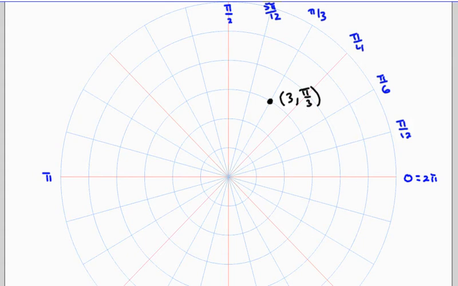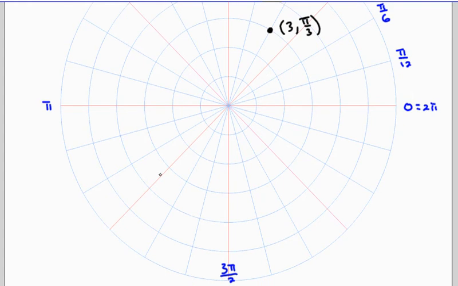All right, let's say I had something way out here. Then this point right here is out 1, 2, 3, 4, 5. So it has an R of 5. And then its angle is going to be, let's see, pi over 4, 3 pi over 4, 5 pi over 4. If we're thinking in terms of degrees, that would be 225 degrees.